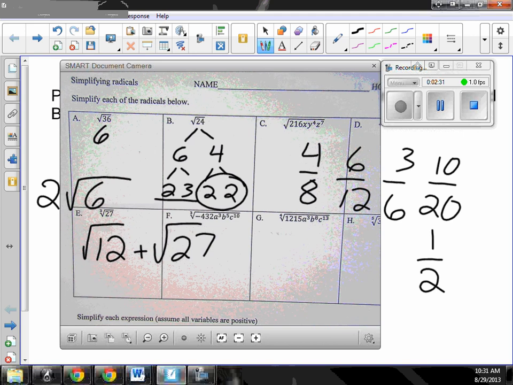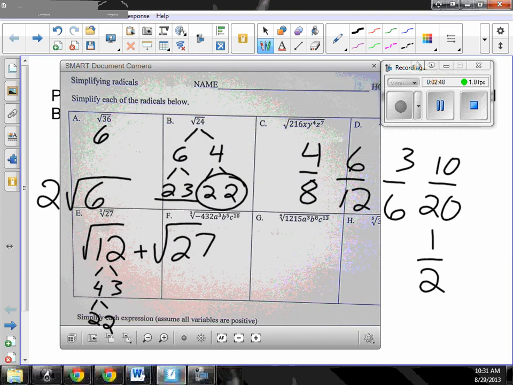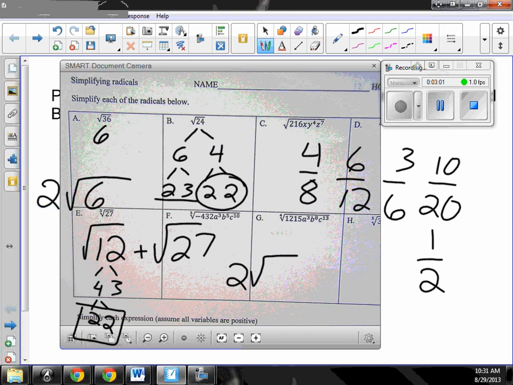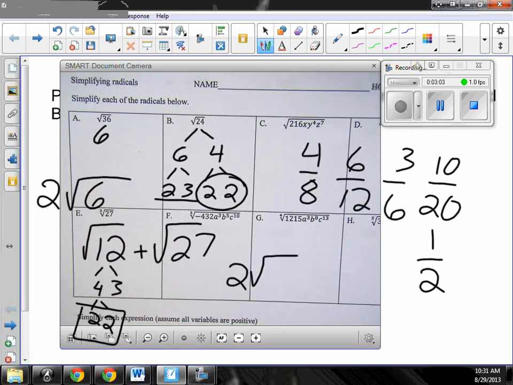Another reason is, suppose we had the square root of 12 plus the square root of 27. Can I add those together? Not in their current state, but if I alter them a little bit, I can. So 12 is made up of 4 times 3, 2 times 2. Can I bring anything out? A pair of 2's. So I would be left with 2 square root. So I bring these out. What's left over? The 3.